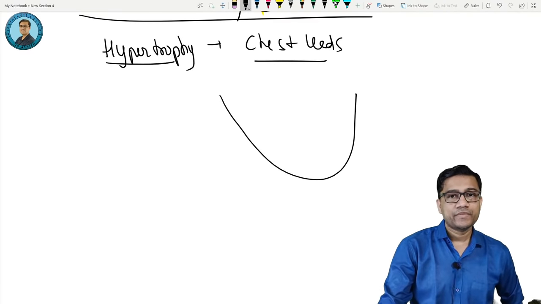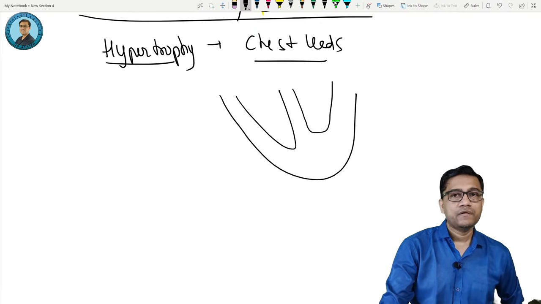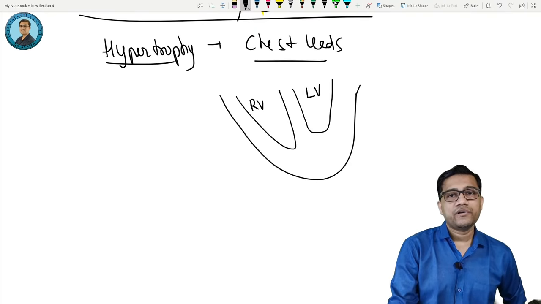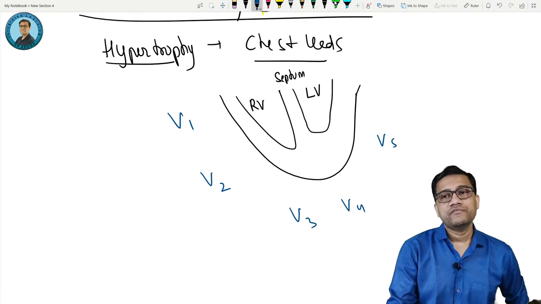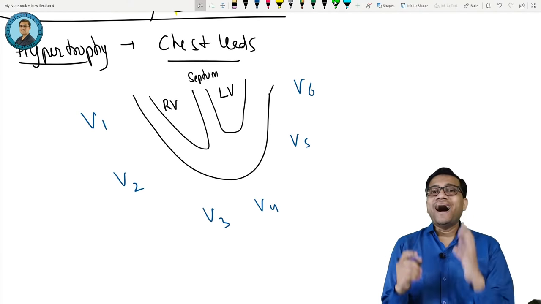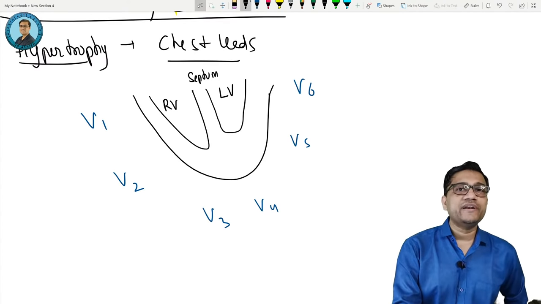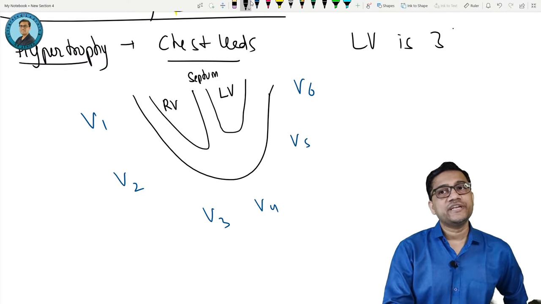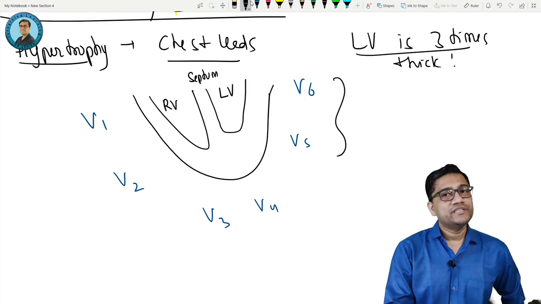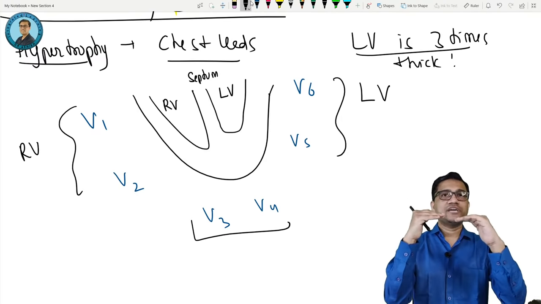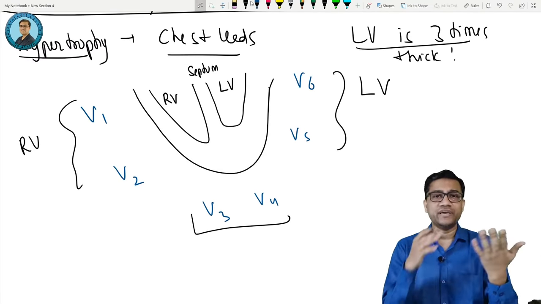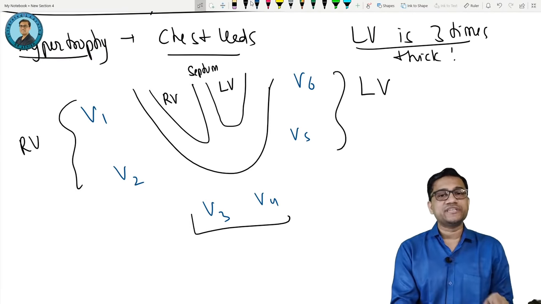So see here. This is the left ventricle, right ventricle, this is the IV septum. Now look at this: V1, V2, V3, V4, V5, V6. Now understand, the R wave depends on the size of the ventricle. So which ventricle is bigger? The left ventricle is thicker, three times thicker. So that is why we have this showing the left ventricle. V1, V2 show the right. And this is the junction where they both are equal. Some books say you can call it IV septum leads, but it is the balance point, the transition zone.